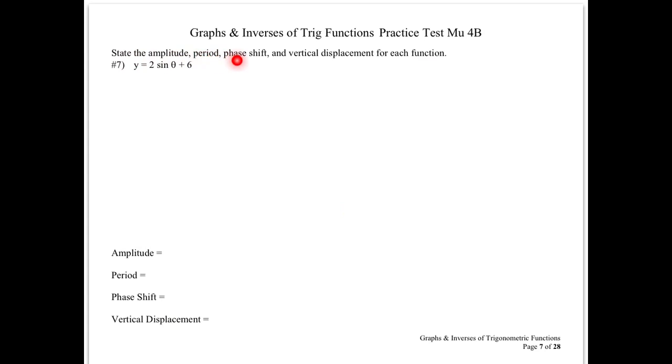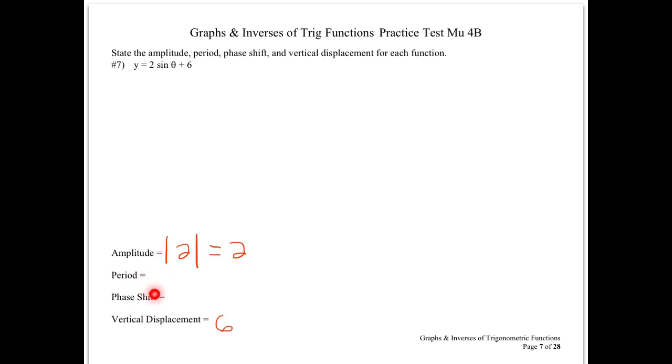State the amplitude, period, phase shift, and vertical displacement for each function. Amplitude, that's the absolute value of A. In this case, A is 2. The absolute value of 2 is 2. Find the period and phase shift, that requires work in most cases. To find the vertical displacement, that's the number that you're adding or subtracting outside of your angle. In that case, it's 6.